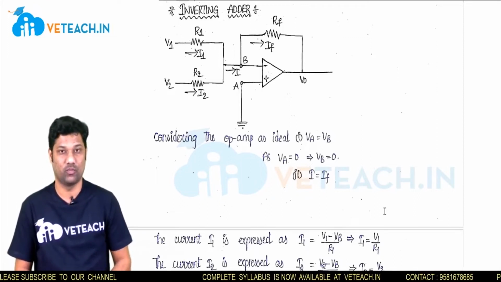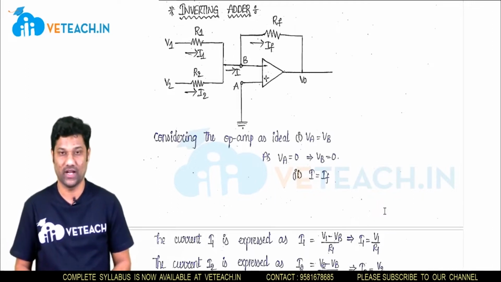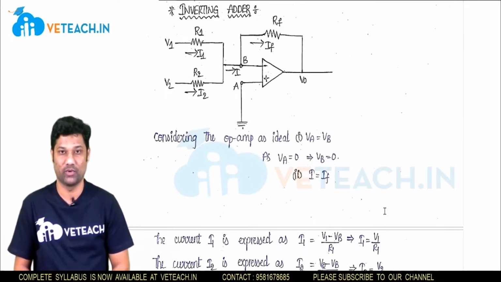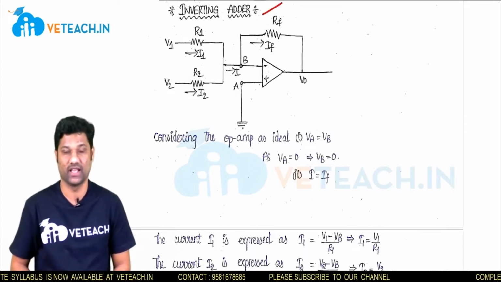So this adder is of 2 parts. One is the inverting adder and the other is the non-inverting adder. In a similar way, for an inverting adder we provide the inputs to the inverting input terminal, and for a non-inverting adder we provide the inputs to the non-inverting terminal. So here at first we are going to see the inverting adder.